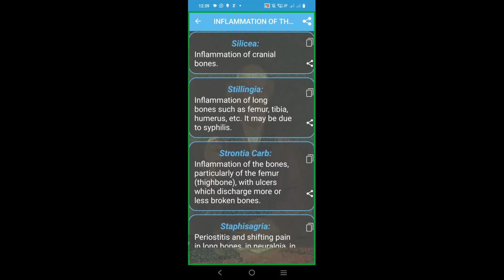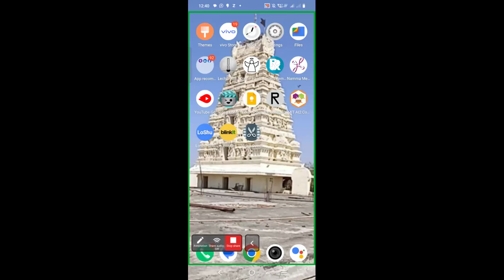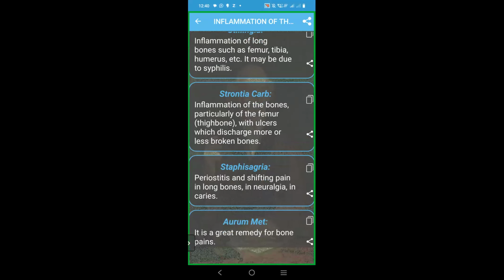Stillingia is for inflammation of the long bones, femur, tibia, and is most frequently used for knee joint pain. One of our doctors, a very old doctor around 80 years old, very famous, frequently uses that remedy, Stillingia. Strontium carb, we can say, is for inflammation of the bone, particularly the femur.